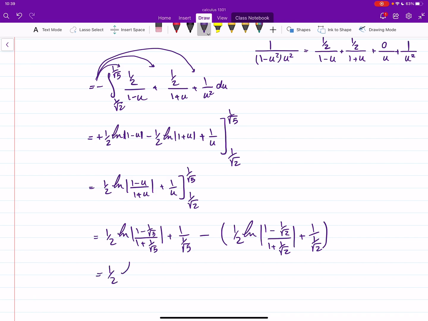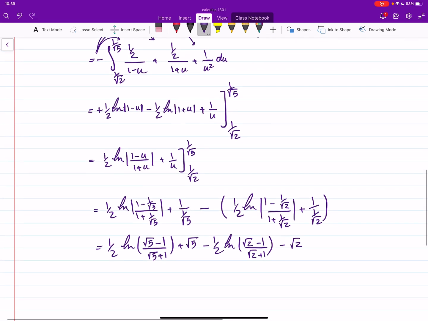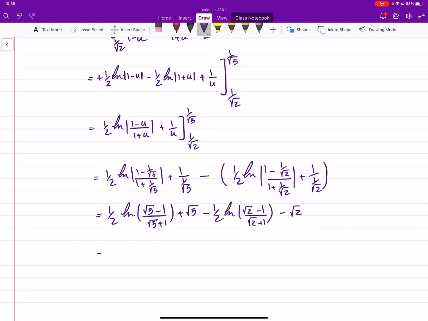So this is half ln of, so I can multiply and then simplify. Get rid of root 5. It's going to be a positive number. This is going to be (root 5 minus 1) over (root 5 plus 1). This will be plus root 5 minus half of ln of (root 2 minus 1) over (root 2 plus 1). Okay. And then this will be minus root 2. Yes, now I can put all the lns together.